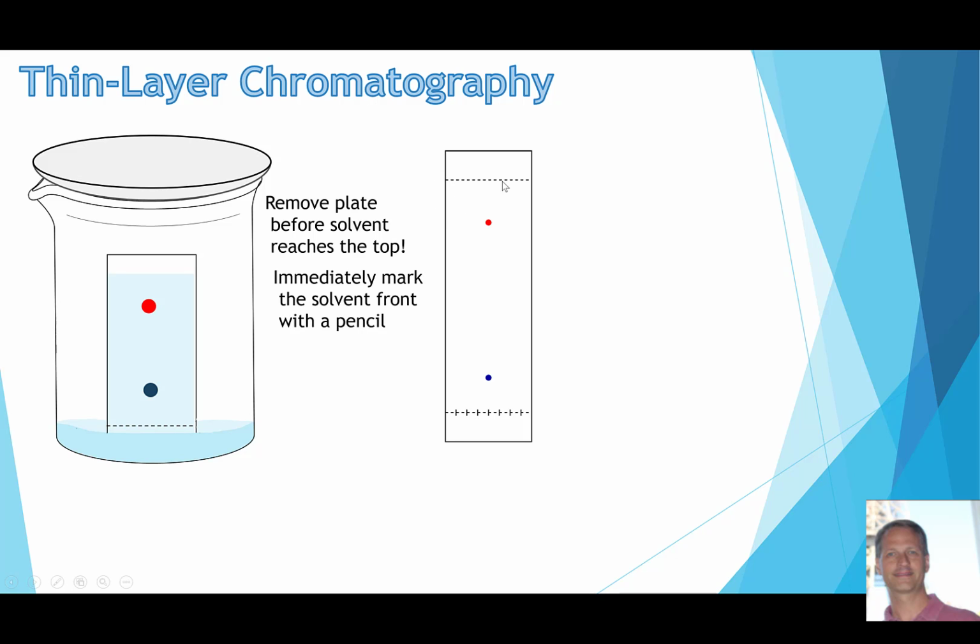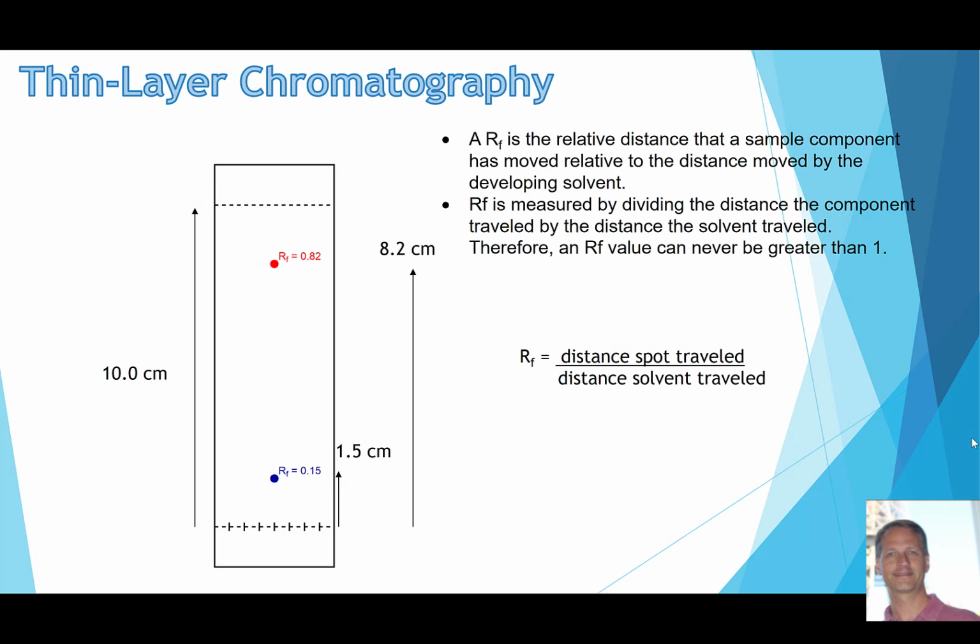And we're going to do that lightly with a pencil. So we can't use a pen on these because the ink is made of organic compounds, and they start to separate on the TLC plate. And then we're going to allow this to dry upright in a fume hood or in a ventilated area in the lab. Now, once you have that TLC plate all dry, you're going to take some measurements.